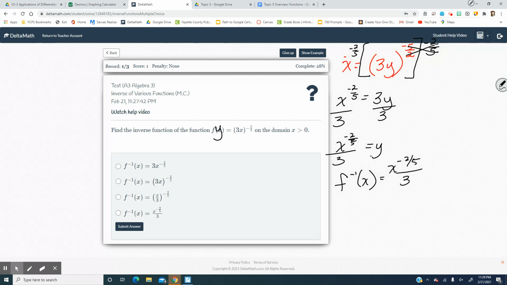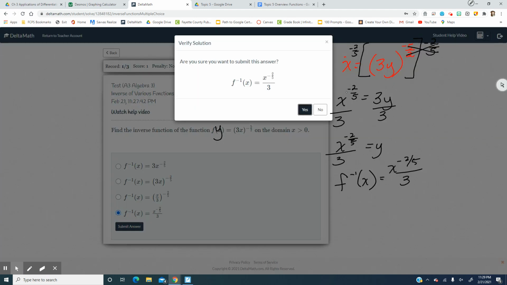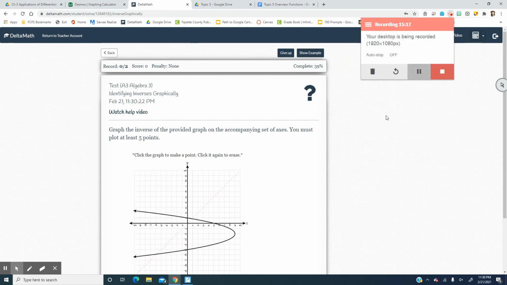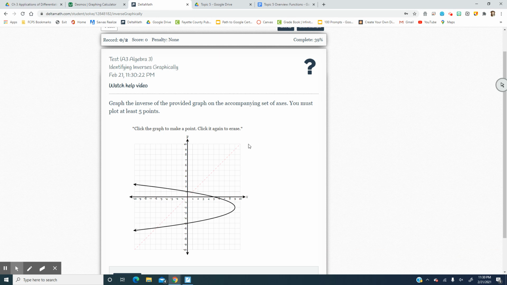It looks like I would pick this last one. Yes. So now in the last section, you are given a graph and we have to graph the inverse. Now, how does the inverse look like the function? We know how to find the algebra formula for the inverse, but what does that do to the graph? So let's take a look at that.